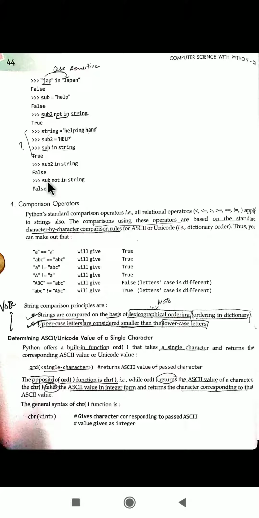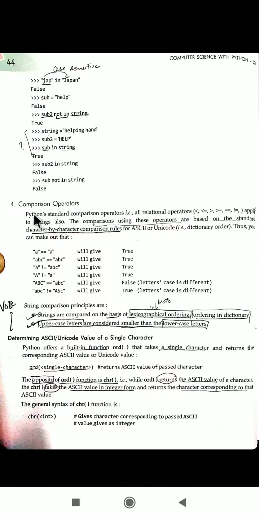Fine. Sub not in string. Sub is help, not in string, means is not in it. False, it is present. Fine. Help is present in helping hand, so it is false.